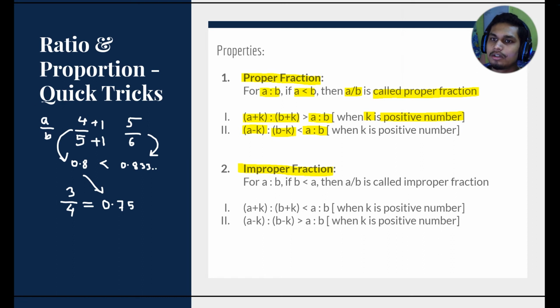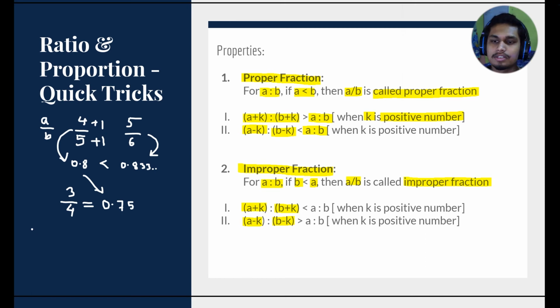Now let's move on to the improper fraction. For a is to b, that means a by b, if value of b is less and value of a is greater, then it is called an improper fraction. Here the property is, if we add a positive number in the numerator and denominator, the value of the fraction will decrease, and if we subtract a number from numerator and denominator, the value of the fraction will increase. If you see with the example, it will be easier to understand.